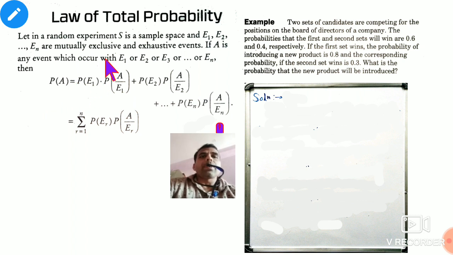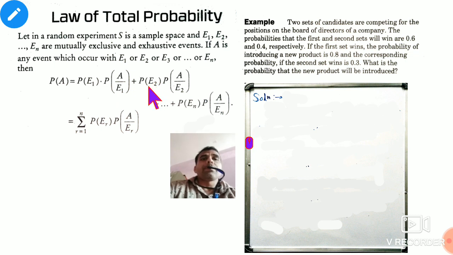First you have to find the probability of E1, then multiply by the conditional probability of A upon E1, plus this for every event, because A can occur with any of E1, E2 or E3. So you have to add all the possibilities. That's why it is called the law of total probability. You have to total all the possibilities for event A to occur. That is called the total probability of A.